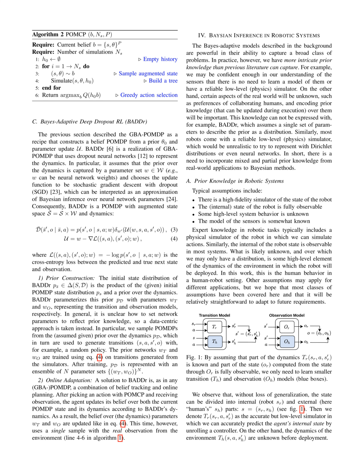Then we denote T_R(S_R, A, S'_R) as the accurate but low-level simulator in which we can accurately predict the agent's internal state by unrolling a controller. On the other hand, the dynamics of the environment T_H(S, A, S'_H) are unknown before deployment.